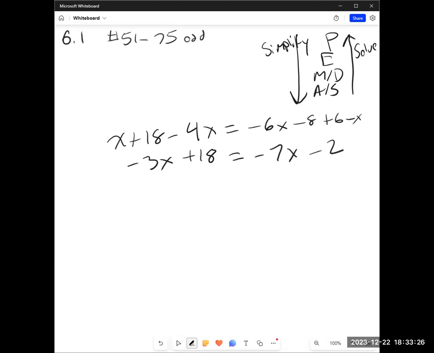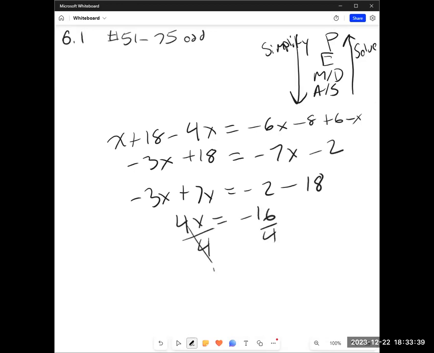Now we're going to rearrange here to get our x's on the left and our constants on the right. This is going to be 4x is equal to negative 16. And divide by 4. X is equal to negative 4.